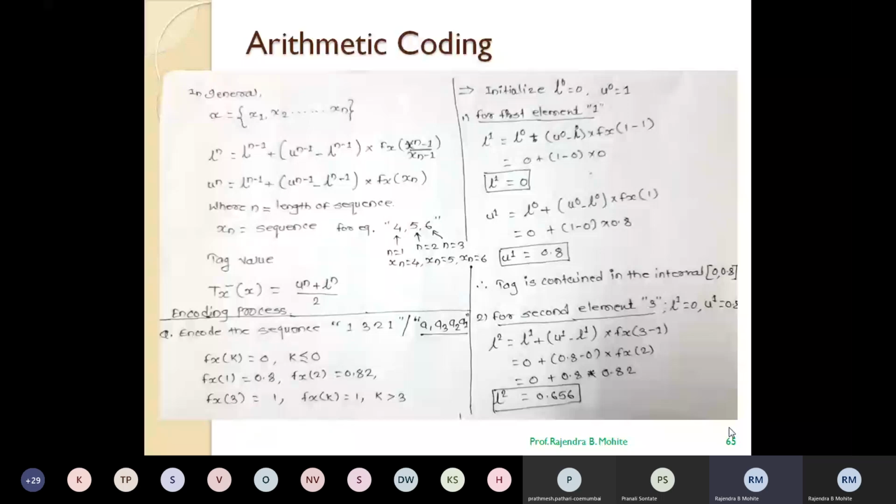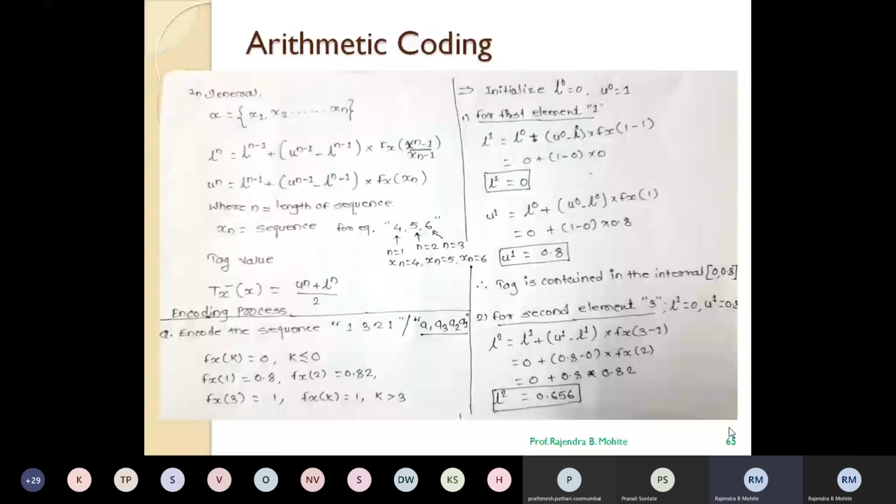Then we use some general conditions. We represent the given sequence in the form of x1, x2 up to xn, represented as x. Then the lower limit formula is L raised to n equals L raised to n minus 1 plus (u raised to n minus 1 minus L raised to n minus 1) into F of x of n minus 1. And for the upper limit, u raised to n equals L raised to n minus 1 plus (u raised to n minus 1 minus L raised to n minus 1) into F of x of n.